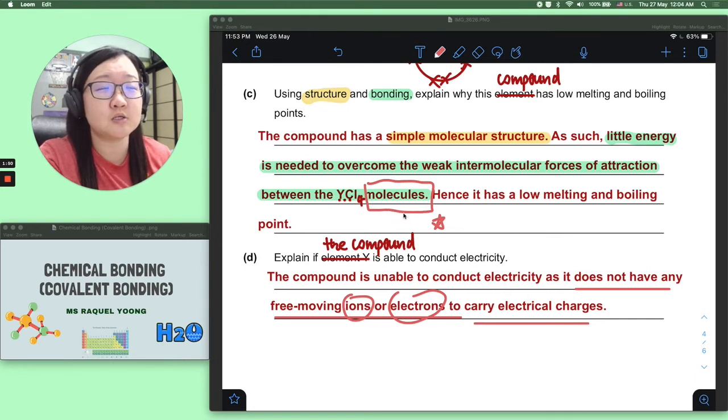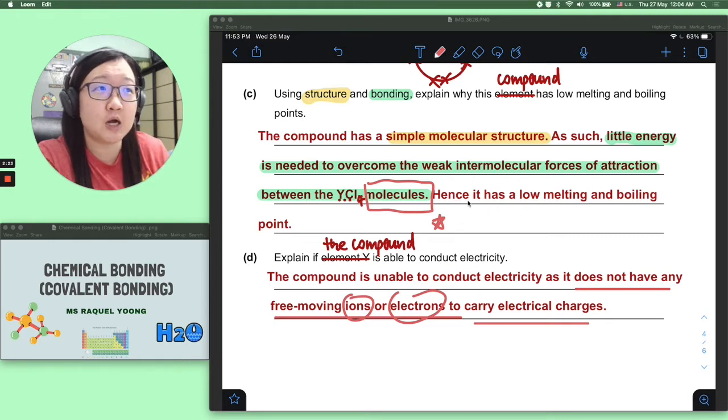Be very careful because students might often get confused and write other things like atoms or ions. At this point you got to be very alert and careful about what exact particle you're talking about. Over here, definitely you shouldn't mention anything about ions because this is covalent bonding, nothing to do with ions. Please take note of that. Since these weak intermolecular forces of attraction are so easy to overcome, covalent molecules have low melting and boiling points.